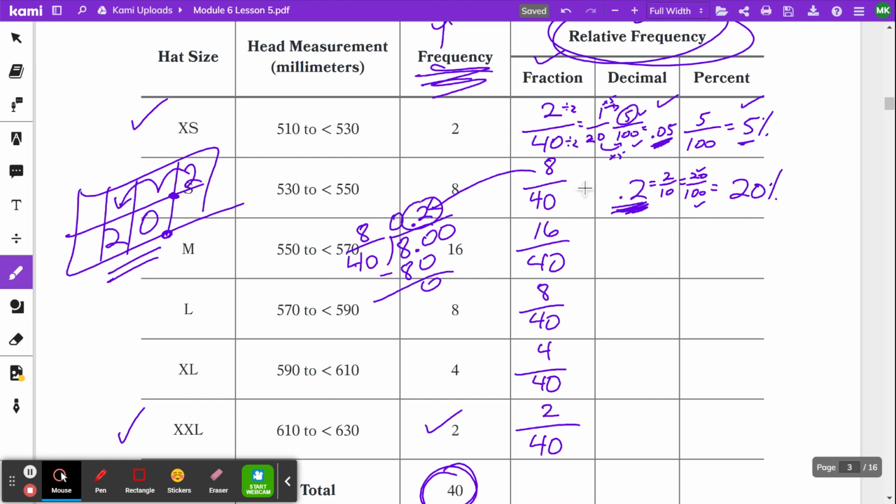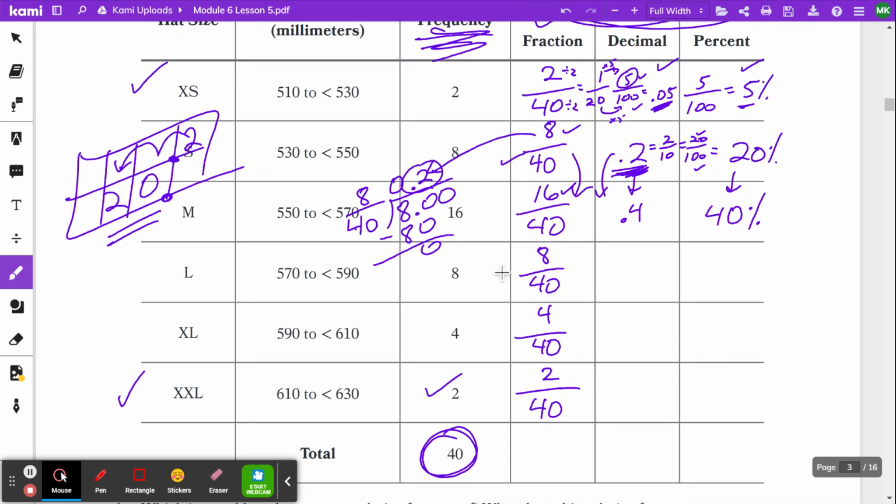And me personally, I'm going to use this chart to help me out. So if this doubles from 8 to 16, then this doubles to 0.4, which means this doubles to 40%. And on I go with this here. This one is the same as this one, so it's going to be 0.2, or 20%. And this one is half the size of that one, so it's going to be 0.1 or 10%.